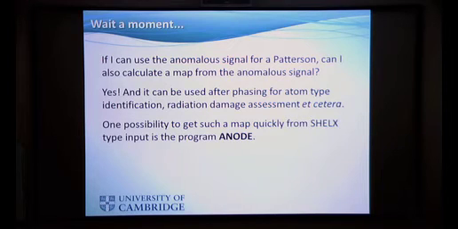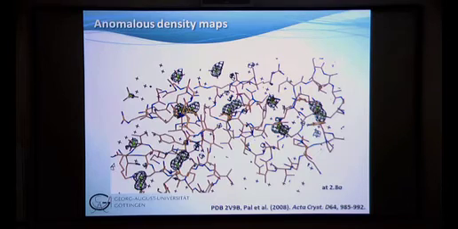It can help you with identifying atom types, because not all elements scatter anomalously, in particular at a certain wavelength. You can assess radiation damage if you have a before and after data set. And one possibility, if you're using SHELX anyway, to do this is the program ANODE. It's by far not the only program which can do that. And the maps you get look like this.